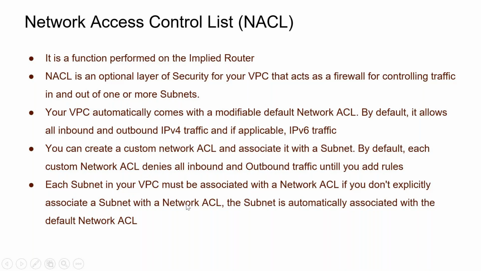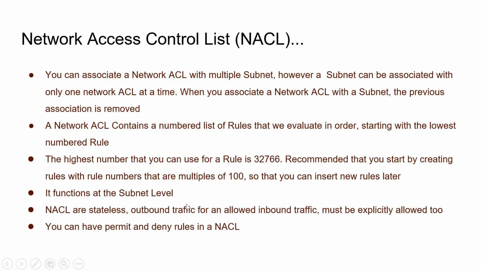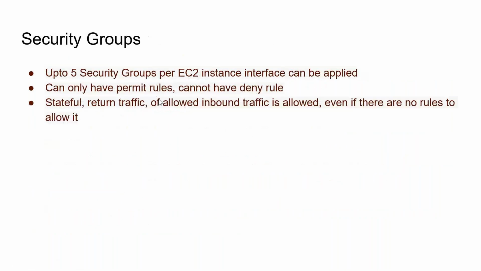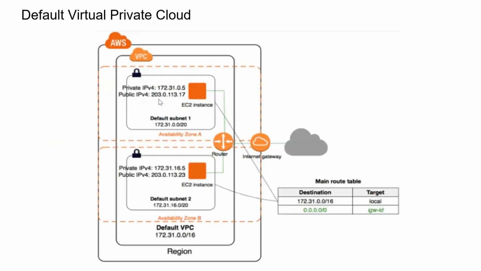And some more about NACLs. You can associate a NACL with multiple subnets. So one single NACL can be associated with multiple subnets. However, a subnet can be associated with only one NACL at a time. Same like the route table concept. Here you see multiple subnets can be associated with one route table, or multiple subnets can be associated with one NACL. But once they are associated to one NACL, they cannot associate with another NACL. That you should understand.